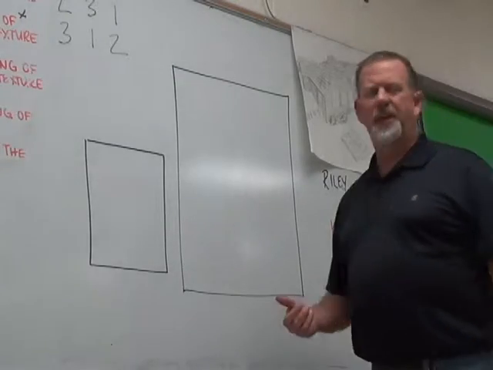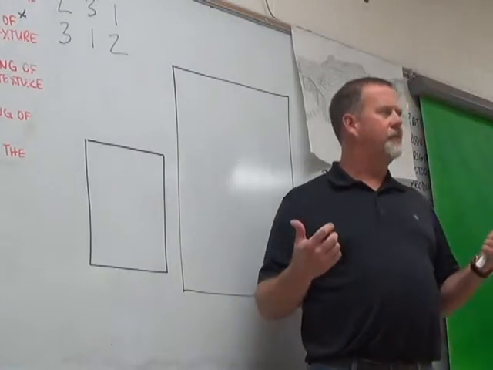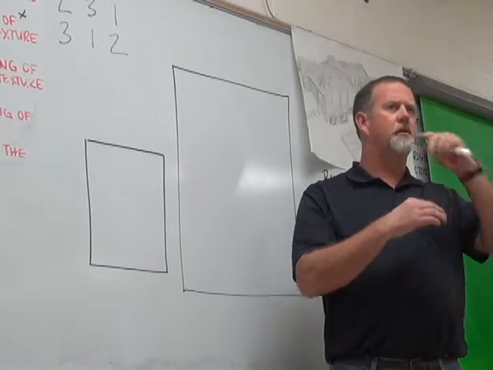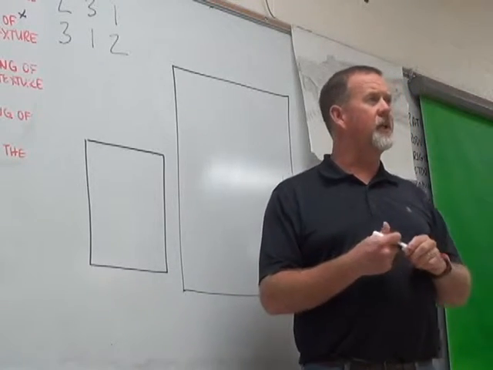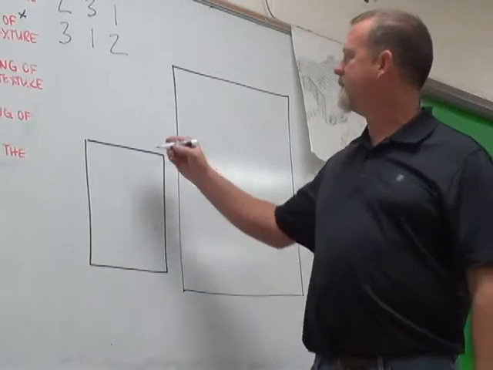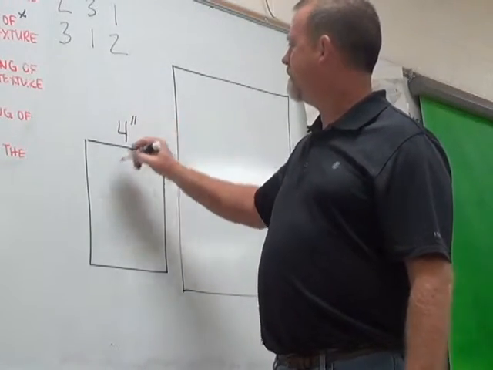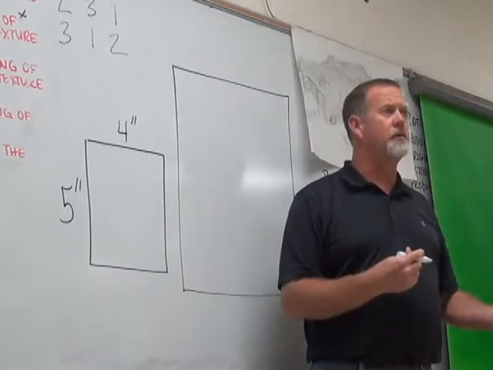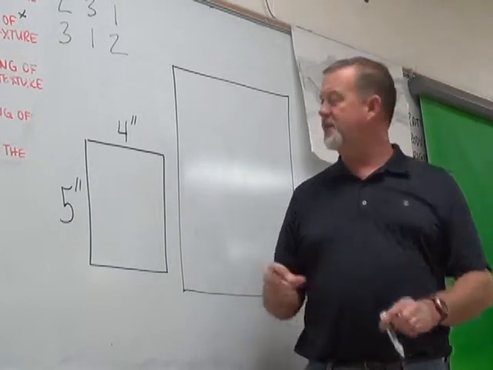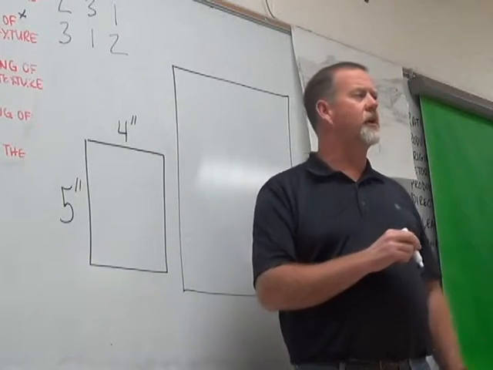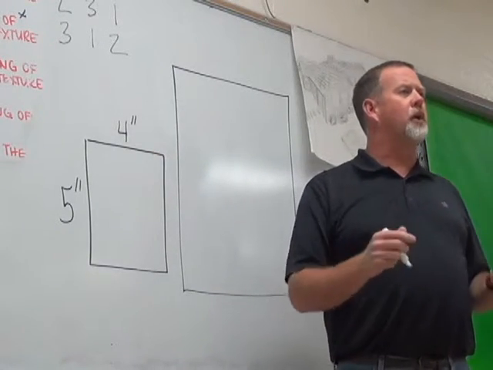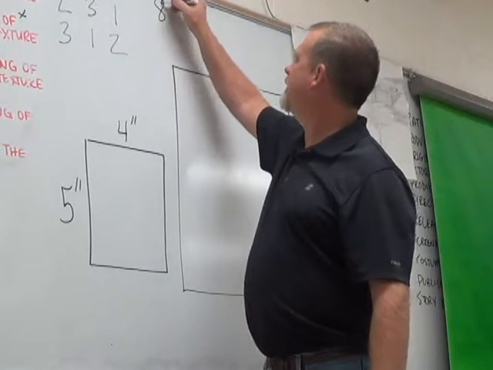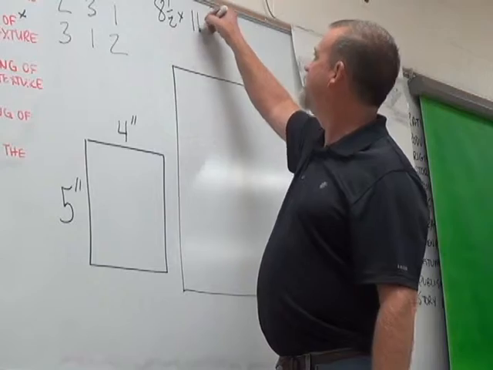Okay, so when we scale things up, basically what we're trying to do is take a small image and reproduce it larger. So the first thing we need to establish is what's the size of what we have. So if this is our small image, your handout that I'm going to give you is actually 4 inches wide, 5 inches tall. How much bigger can we make it if we have, for instance, 8.5 by 11 typing paper?